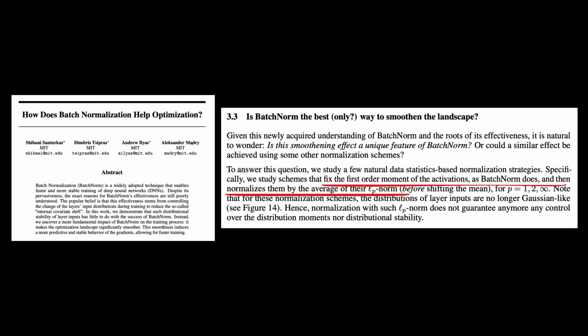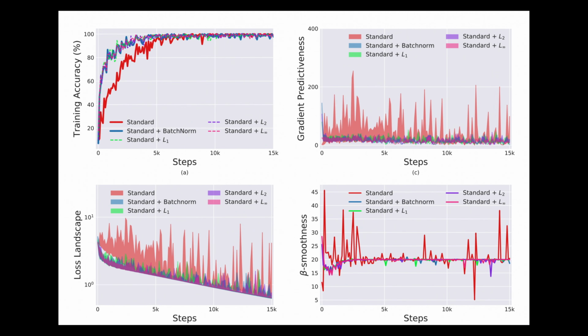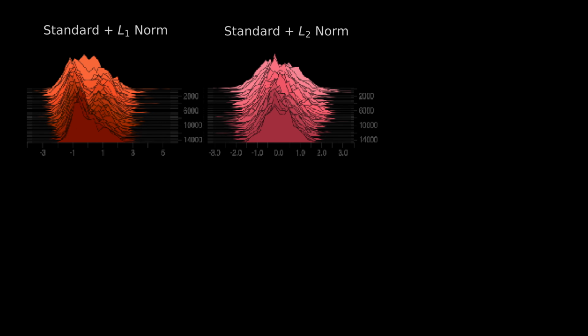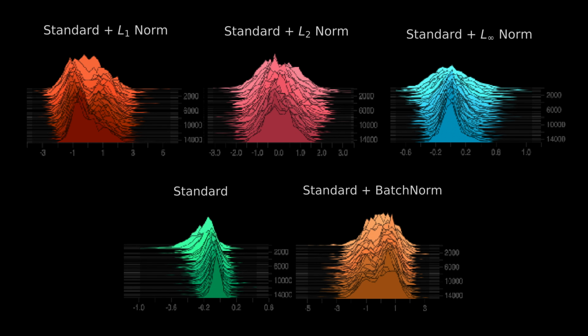To do this, they fix the first order moment of activations, but then normalize them by the average of their norm prior to shifting the mean. The same benefits that we see with batch norm, we also see with these cases. Change in gradient and loss is much smoother, and they also get similar performance as batch norm. This means that fixing the distribution of activations, like batch norm attempts to do, is not why batch norm is effective, because these other normalization strategies do not ensure distributional stability.